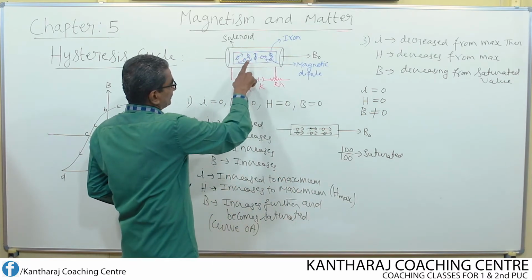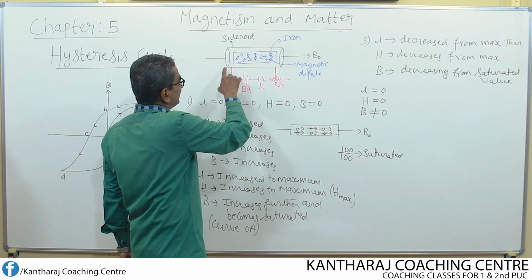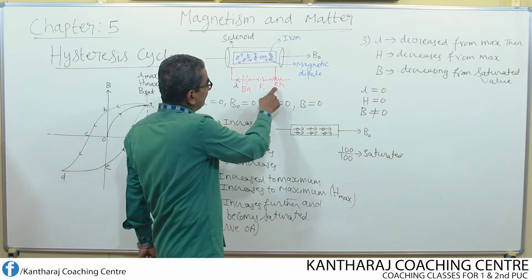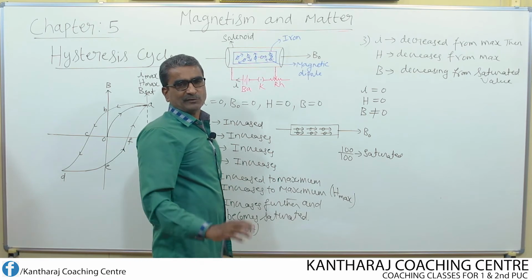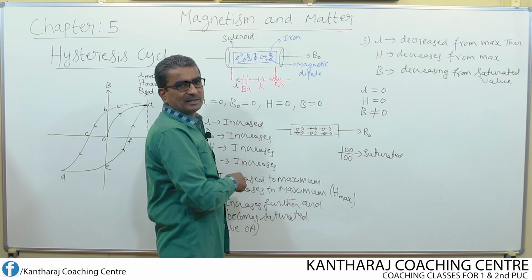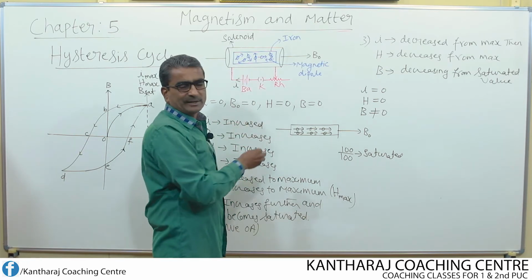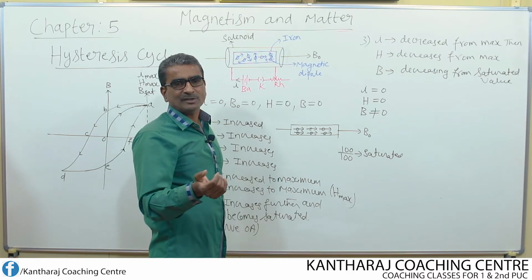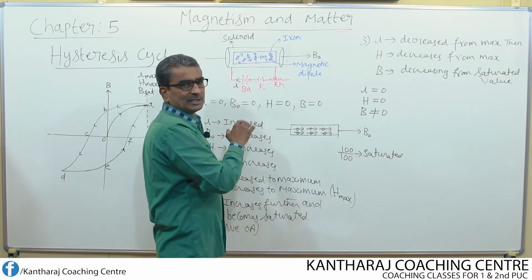So we stopped passing the current. That means we made the current completely 0. It should be done gradually, not suddenly. That is why we operate the rheostat. If current is to be stopped quickly, immediately, then no need to operate the rheostat. Simply if I remove the key, then what happens? All of a sudden current becomes 0. So we should not follow that procedure.